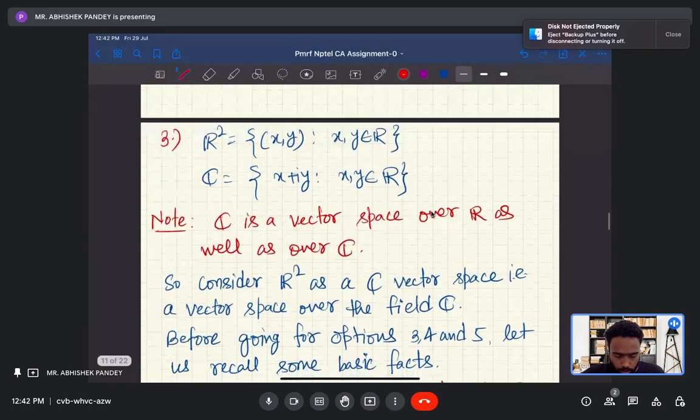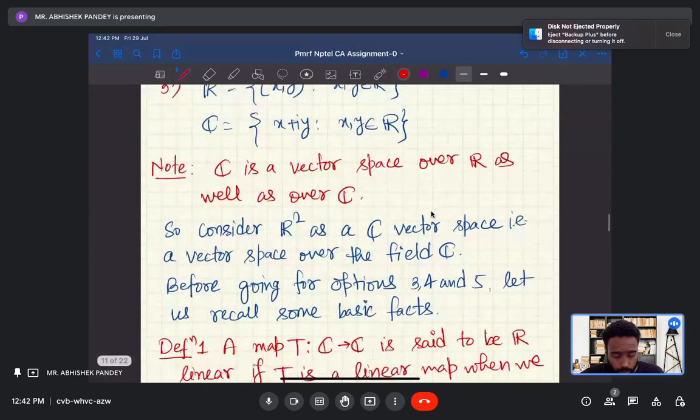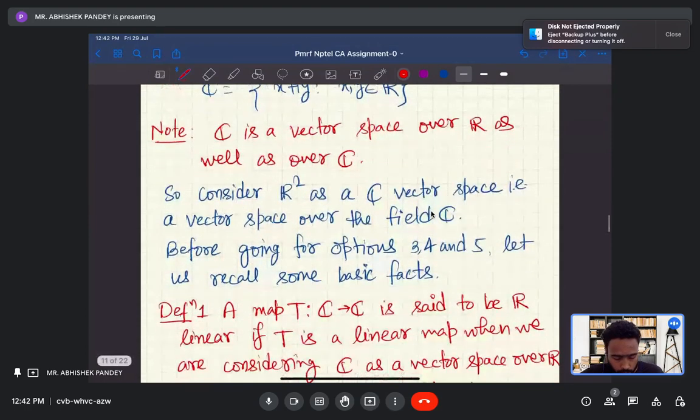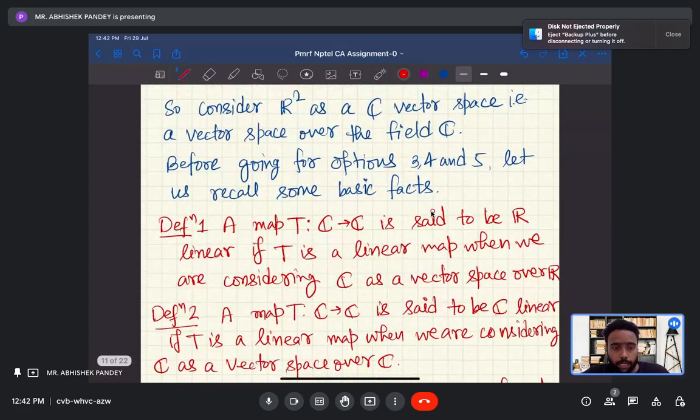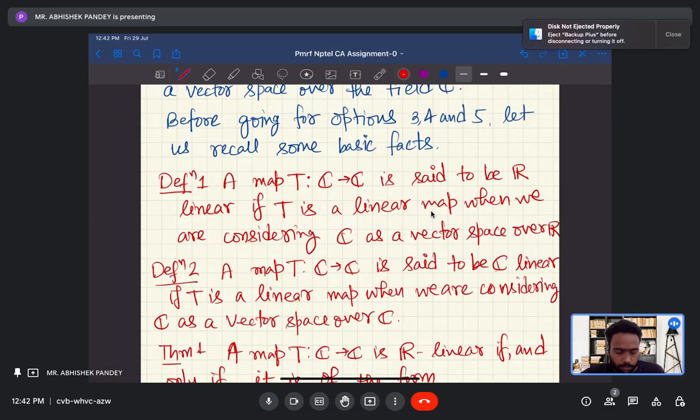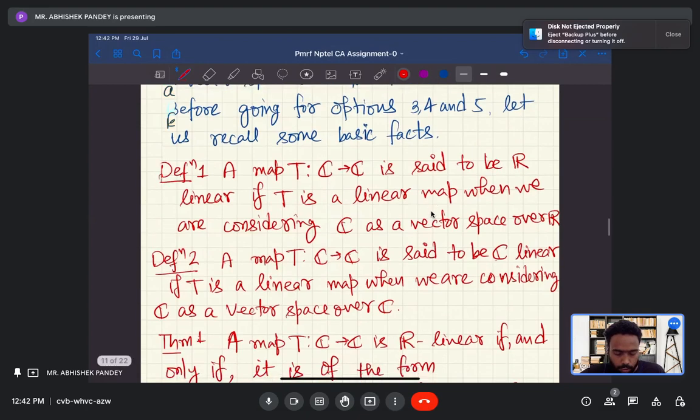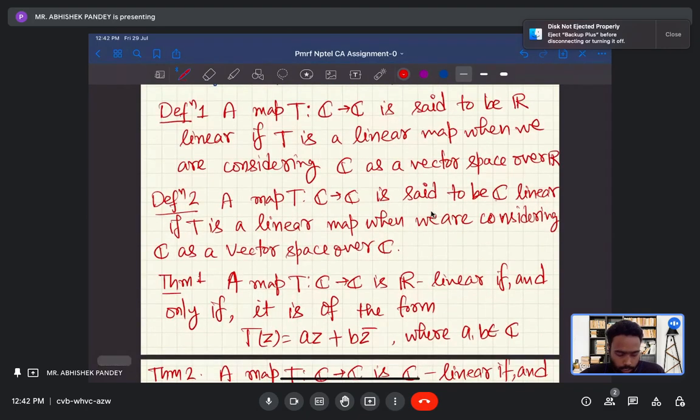Now, before going to consider the third option, let us recall some facts. As we know, the complex plane C is a vector space over R as well as over C, so we can distinguish between R linear map and C linear map. A map T from C to C is said to be R linear if T is a linear map when we are considering C as a vector space over R. And a map T from C to C is said to be C linear when it is a linear map when we are considering C as a vector space over C.